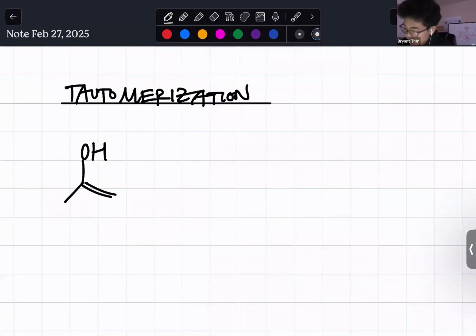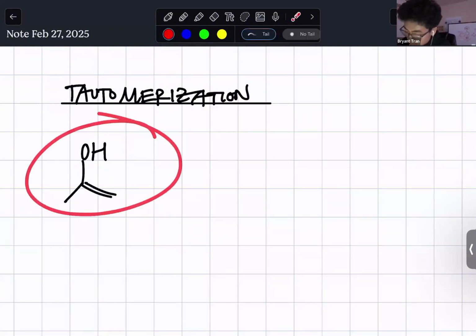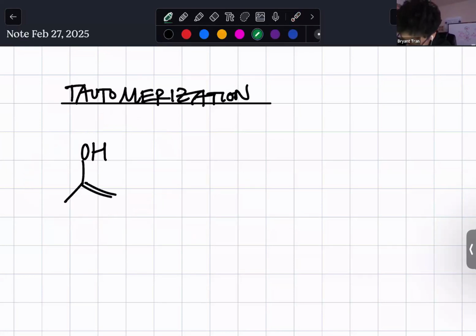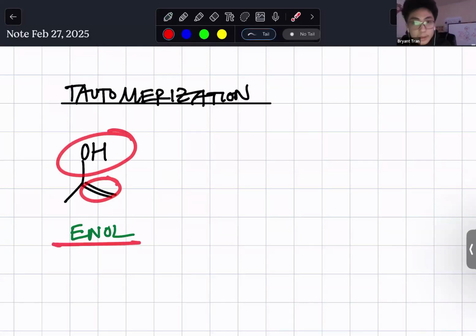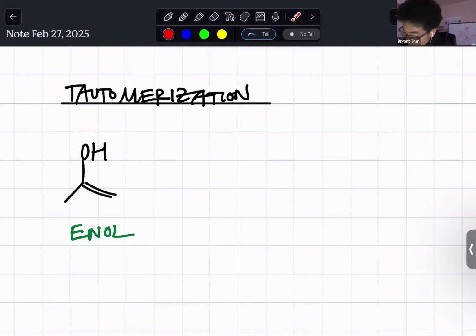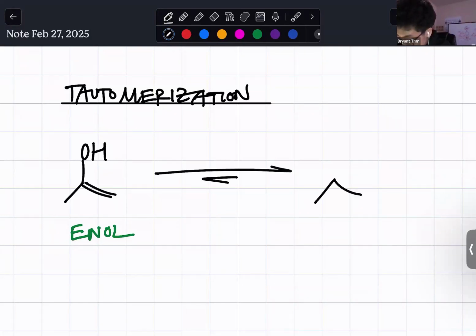Now tautomerization is going to occur when we have this structure, which is called an enol. An enol is when we have an alkene next to an alcohol. This is going to spontaneously convert into a carbonyl, carbon double bond oxygen. And in most cases, the carbonyl form is favored.